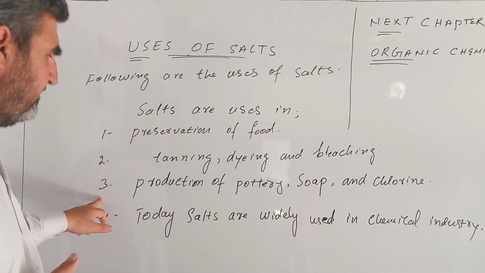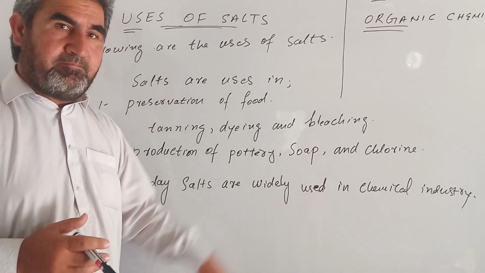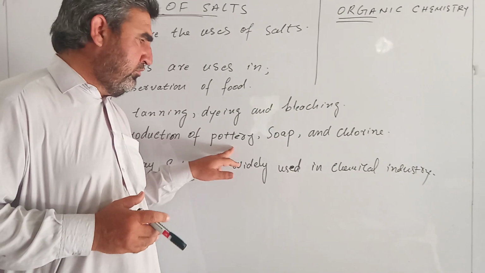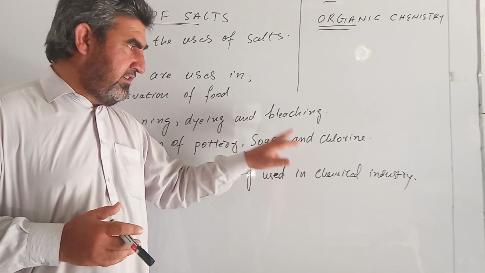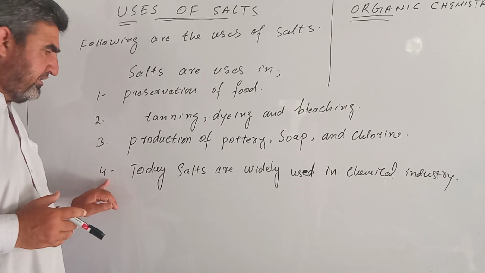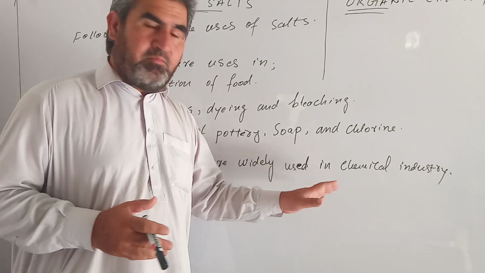Now the third is the production of pottery, soap and chlorine. Salt is also used in the production of pottery, soap and chlorine. Now the fourth use is that today salts are used widely in chemical industries.